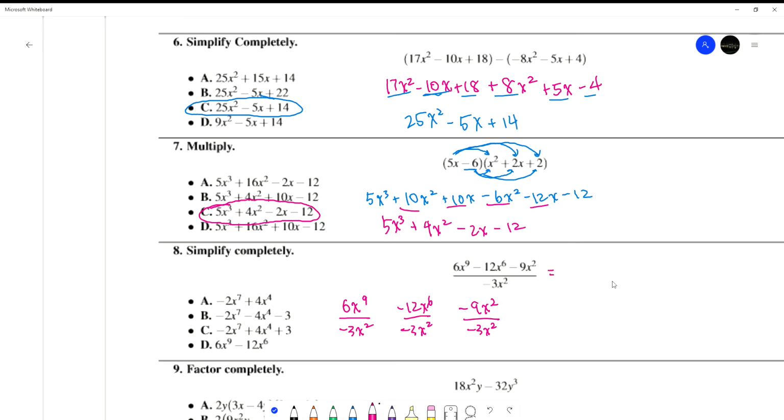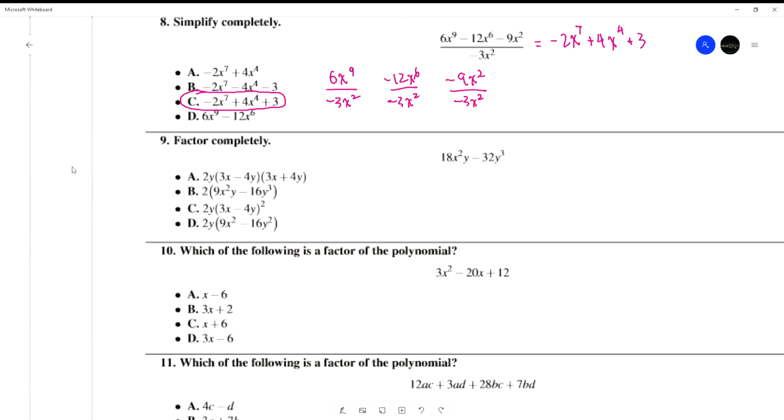So that comes out to what? Negative 2x to the 9 minus 2 is 7. Negative 12 over negative 3 is positive, so that's plus 4. X to the 6 minus 2 is 4. And then negative 9 over negative 3 is plus 3. And x squared is cancel out. So that is negative 2x to the 7th plus 4x to the 4th plus 3, is C. So hopefully all of you got those correct.